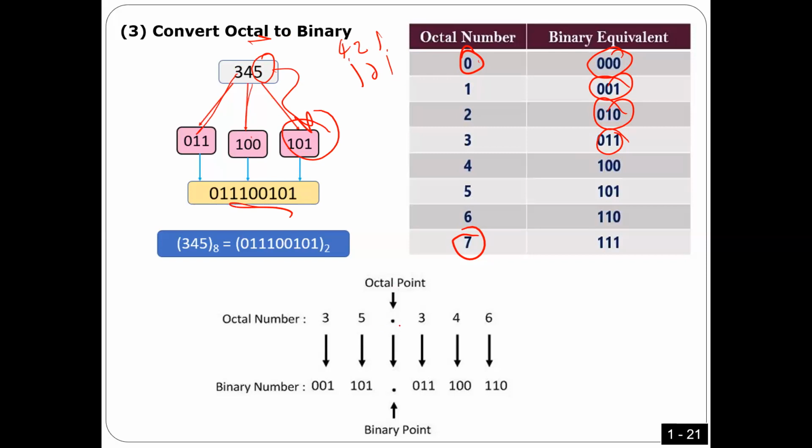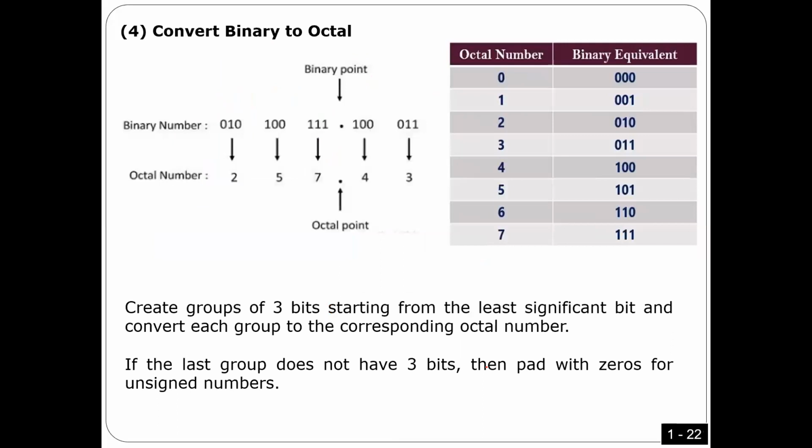Same thing here for the decimal point. This is 4, 3, this one is 3. So every digit, that's why this one is easier than binary, because it's a shorter representation. 3 bits are represented by 1 digit.